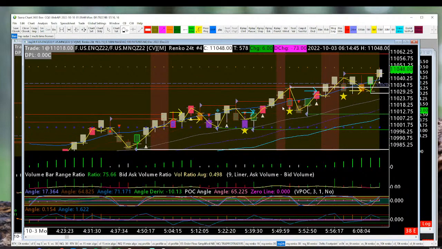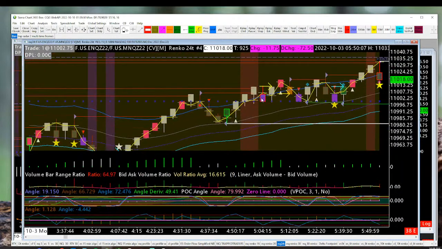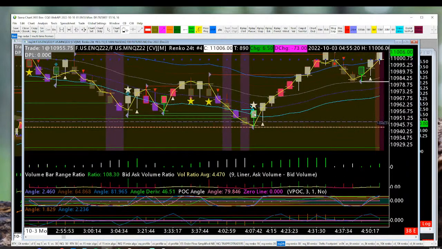Okay, so this one doesn't work. No purple bar. That's interesting. No pink bar, I mean. This one doesn't work. It's a purple bar, but this is not pink. Okay. This one did work, and this is not a purple bar. But it did close above a purple bar's VPOC not far behind it.